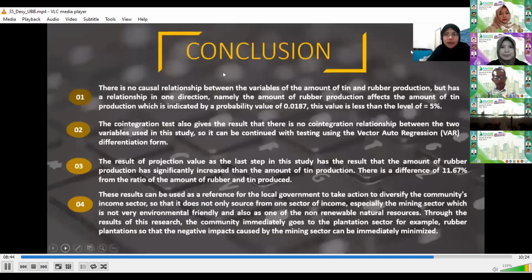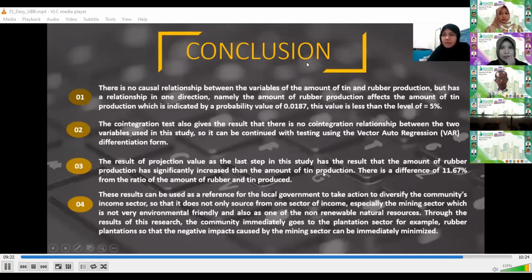Okay, this is the conclusion of our research. The first is there is no causal relationship between the two variables, the amount of tin and the amount of rubber production. And the second is we can continue by VAR differentiation form because there is no co-integration relationship. The third, the result of projection value as the last step in this study has the result that the amount of rubber production has significantly increased than the amount of tin production.